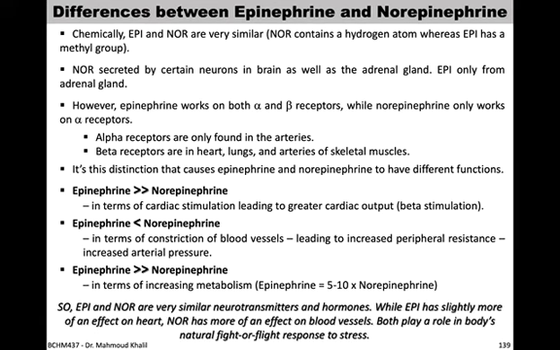So epinephrine and norepinephrine are very similar neurotransmitters and hormones. While epinephrine has slightly more effect on the heart, norepinephrine has more effect on the blood vessels, but both play a role in the body's natural fight or flight response to stress. So it's like a coordinated action between both hormones.